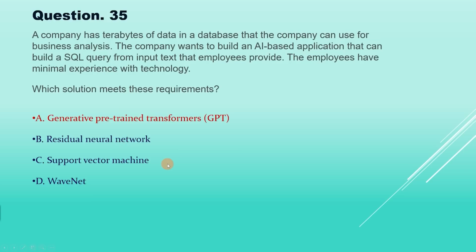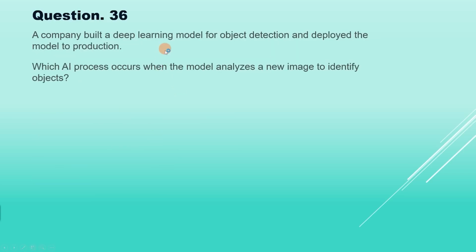Now question number 36. A company built a deep learning model for object detection and deployed the model to production. Which AI process occurs when the model analyzes a new image to identify objects? Option A, training. Option B, inference. Option C, model deployment. Option D, bias correction.